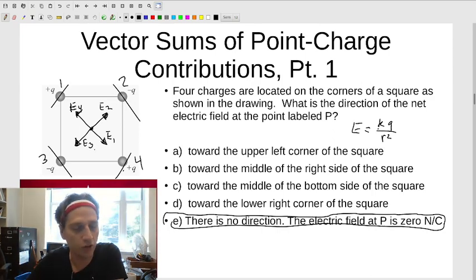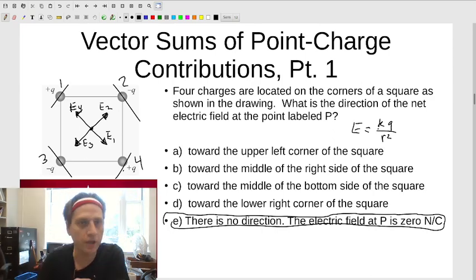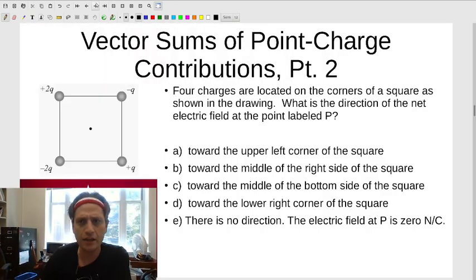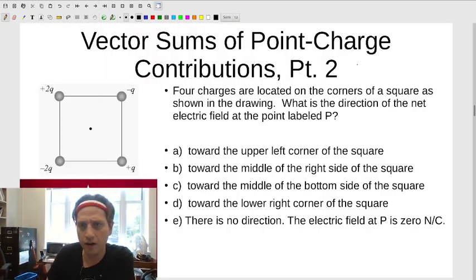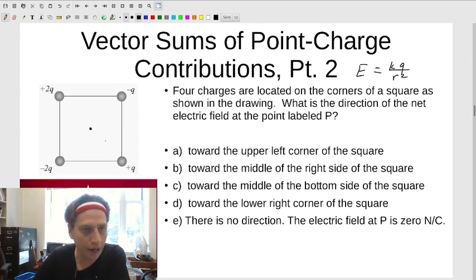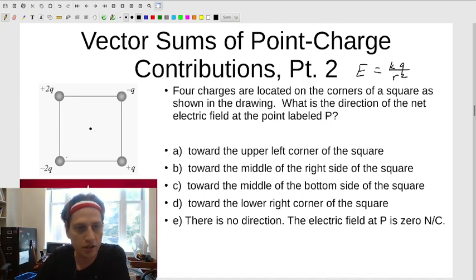The electric field contributions from those we know will just cancel. Okay, so that's one. Now, again, let's think a little more carefully. Remember, our E is related to kQ over r squared. Here's another example now where we don't have the same magnitude of charge. They are still equally distant.